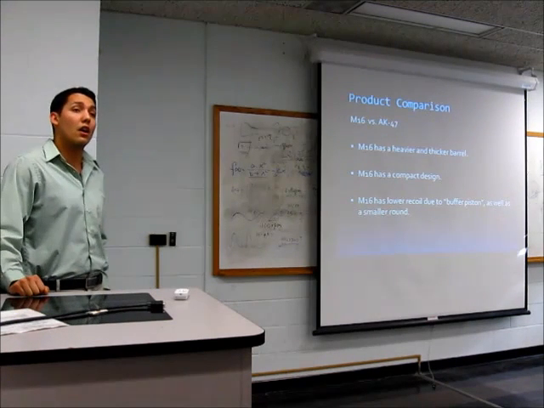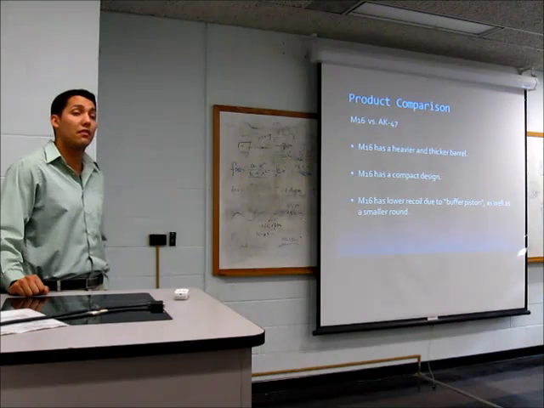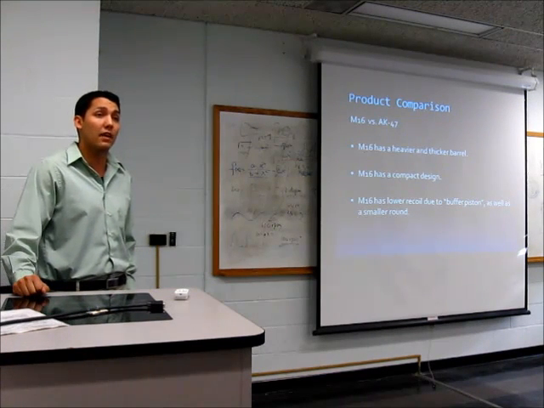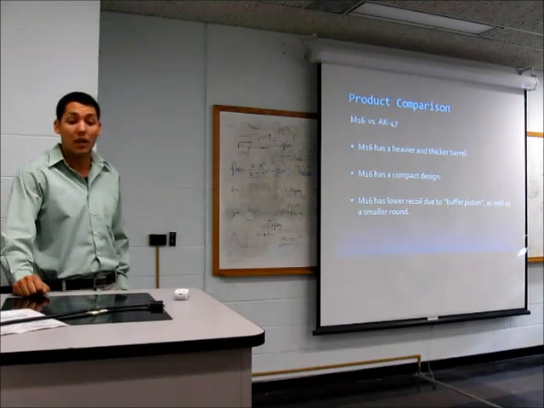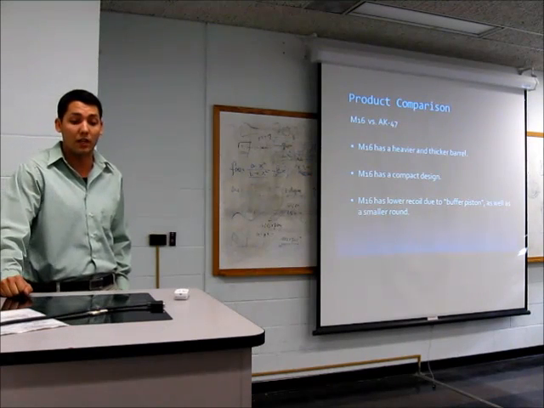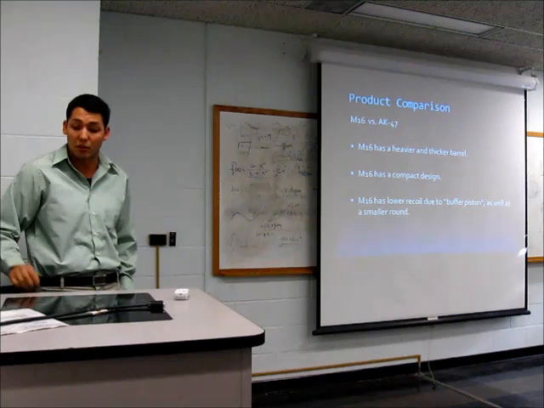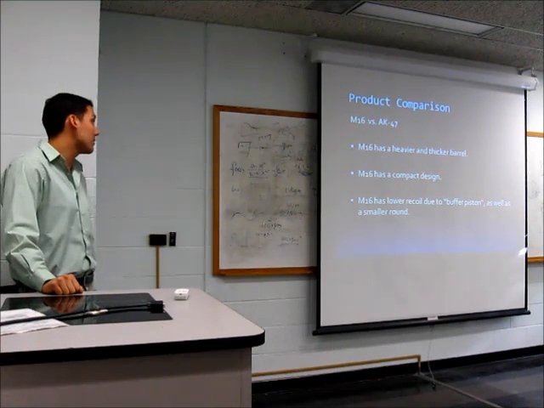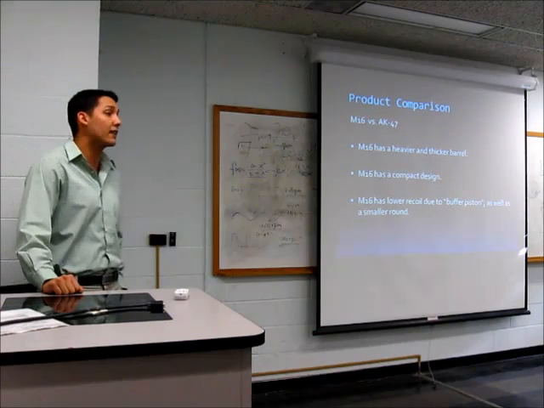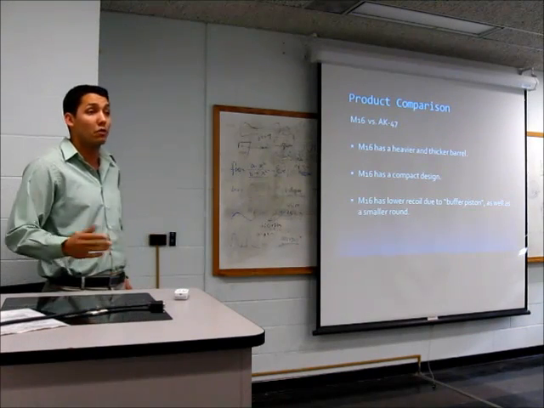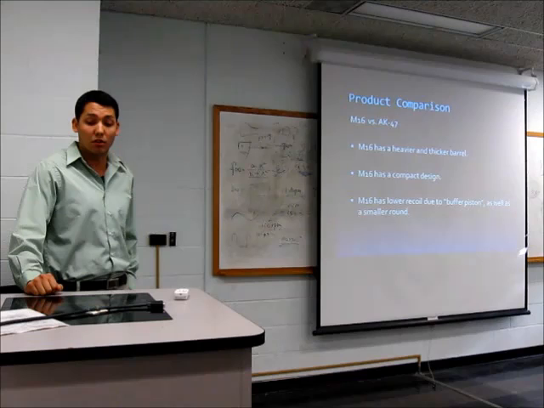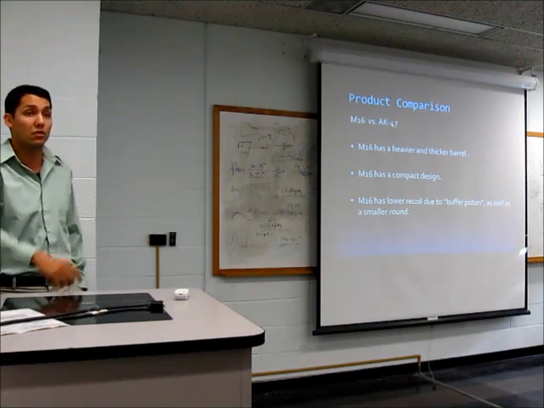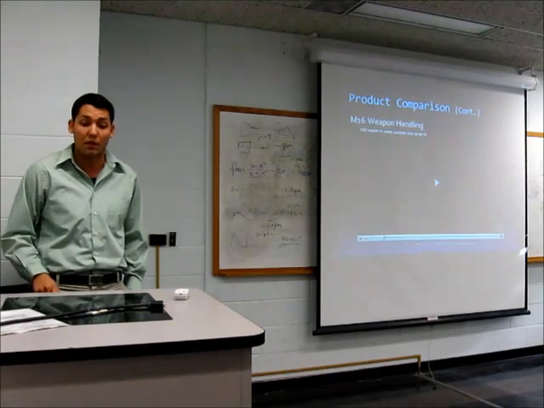Product comparison. Common comparison to the AK-47 is the M16, which is currently used by the United States government. There's also the AKM and the AK-74, but because there's so many similarities between the M16 and AK-47 in terms of their use, I chose that. The M16 has a heavier and thicker barrel than the AK-47. It also has a more compact design, which means there's less play in the weapon, which means it's more accurate. And it also has a lower recoil due to a buffering piston, as well as a smaller round, which means there's less mass to shoot out of the weapon.